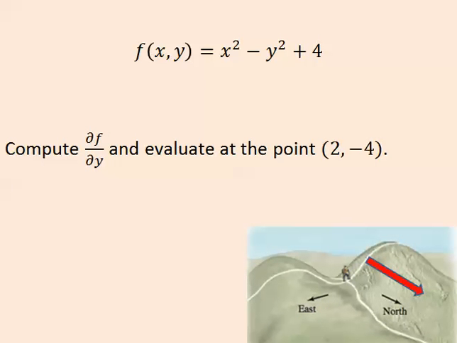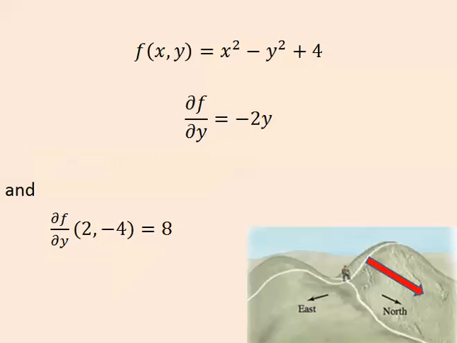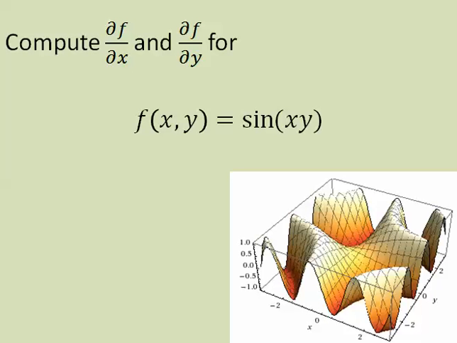Now let's find the partial with respect to y and evaluate it at (2, -4). For the partial with respect to y, I get -2y, and evaluated at (2, -4), I get 8. Let's do a different example. We have a new function. I'd like you to turn off the video and compute the partial of f with respect to x, partial of f with respect to y.